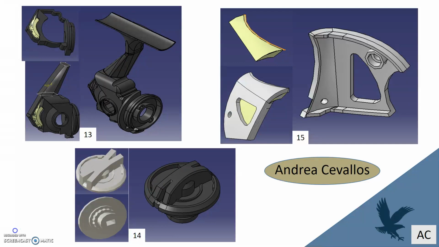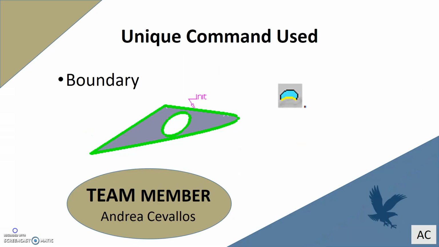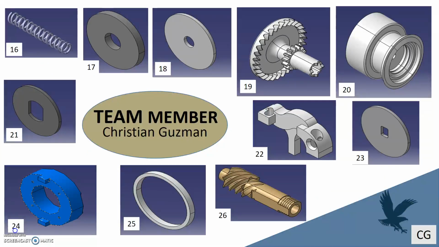Finally, I want to talk about the bail hold support, as you can see in number 15. This part should be modeled within the assembly. This allows us to pull out all the dimensions of other parts. As this is an embedded part, the optimal way of doing it is using the projection. One tool that I used and we never touched in class was the boundary. Basically this command allows us to propagate any selected edge around a surface boundary. Next, Christian is going to talk about his parts.